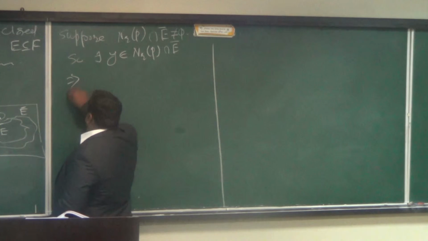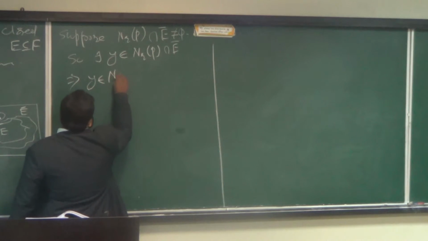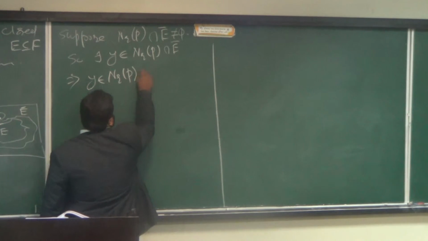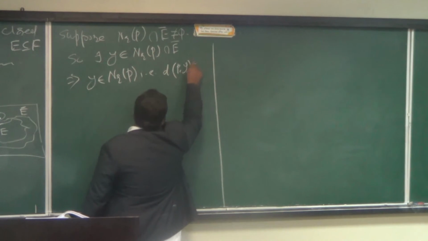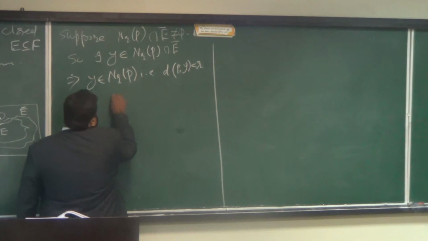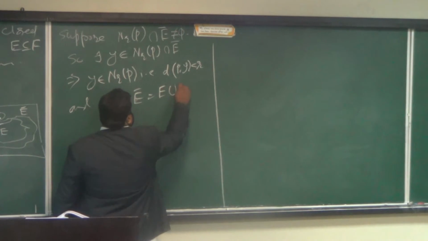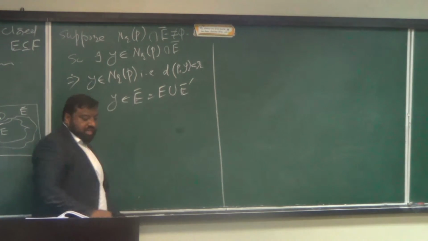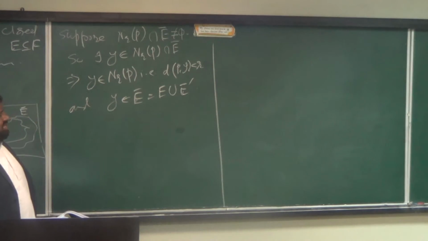What should I say? Y belongs to this, so Y must be in this neighborhood. That is, the distance between E and Y is smaller than R, okay? And Y must be in E closure, which is the union of E and E prime. So in other words, either Y is in E, or Y is a limit point.